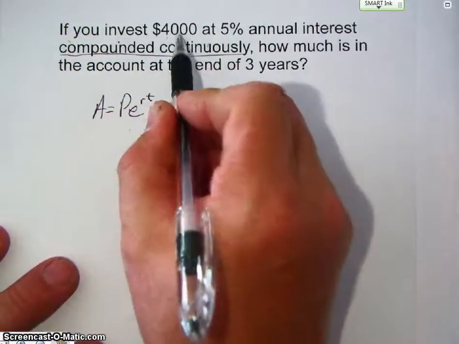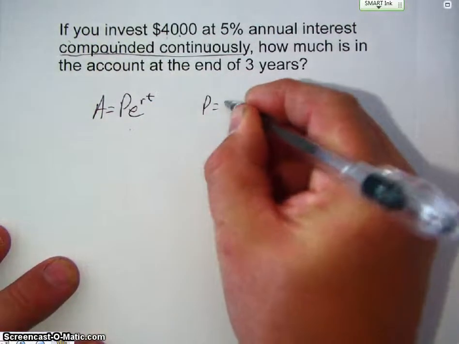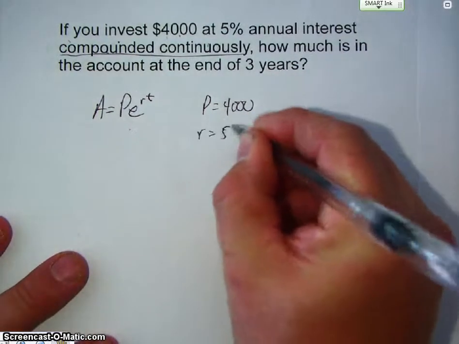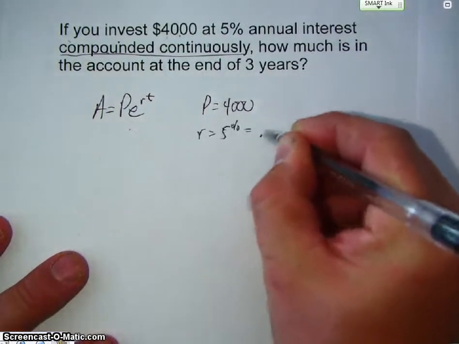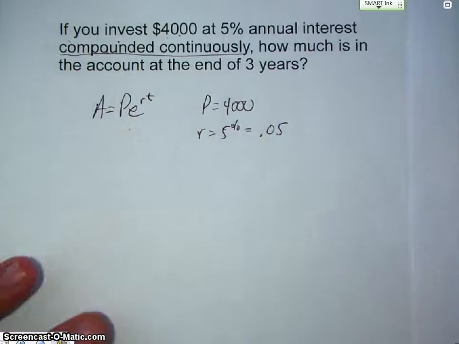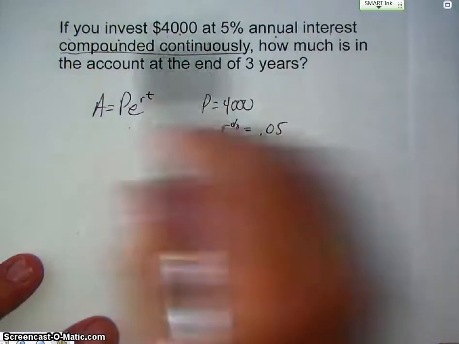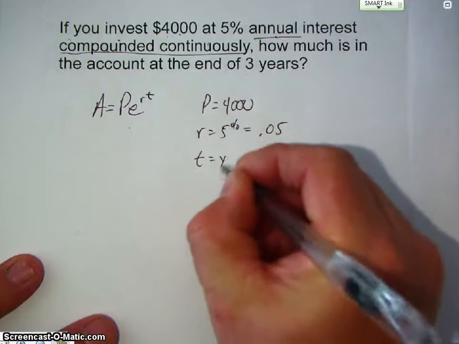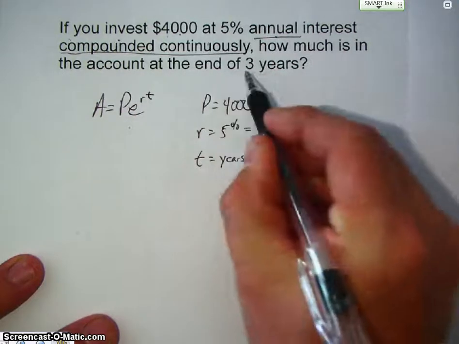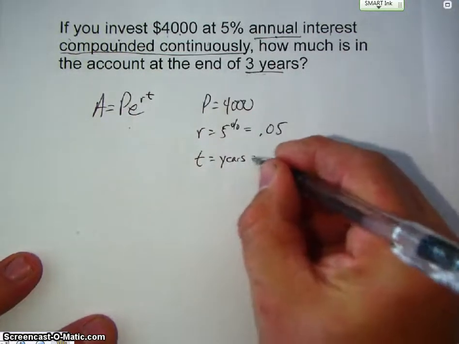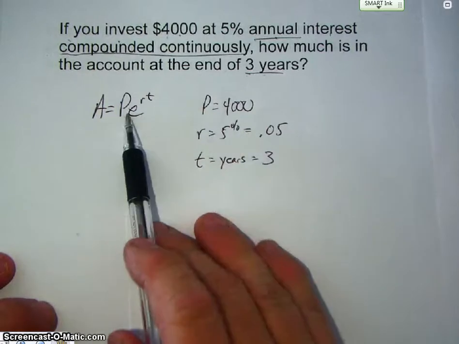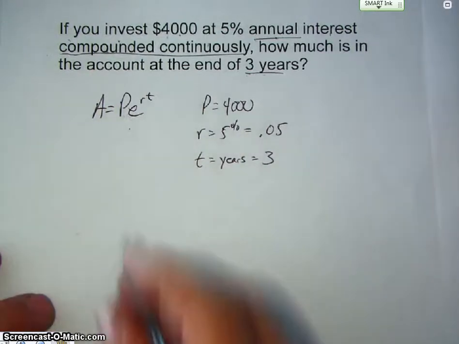So you invest $4,000, so P is my $4,000. My rate is 5%, so you got to convert that to a decimal, it'll be 0.05. Annual interest rate, annual means yearly, so my T has to be in years, and they're saying 3 years. So I'm going to plug those into this equation, use my calculator, and find out what my amount is.